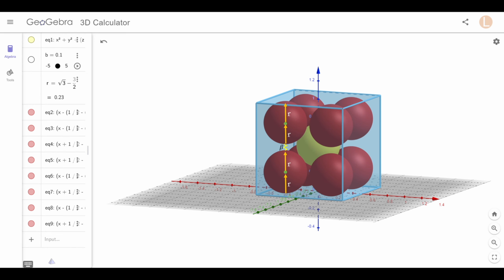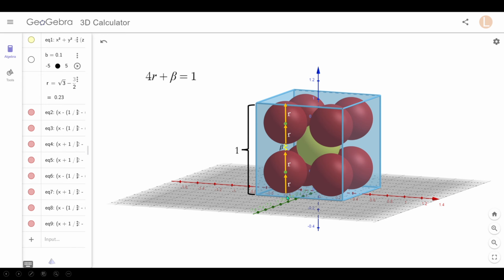So how do we put this into an algebraic equation now? We want to try to get an algebraic equation from this information here. So we know that the side length of the cube is 1, so that means that 4r plus beta equals 1. Okay, so we have one algebraic equation.